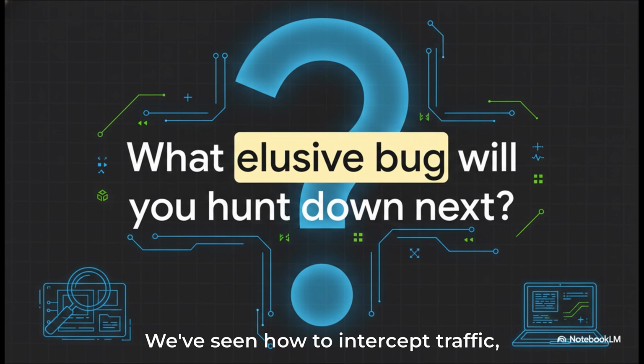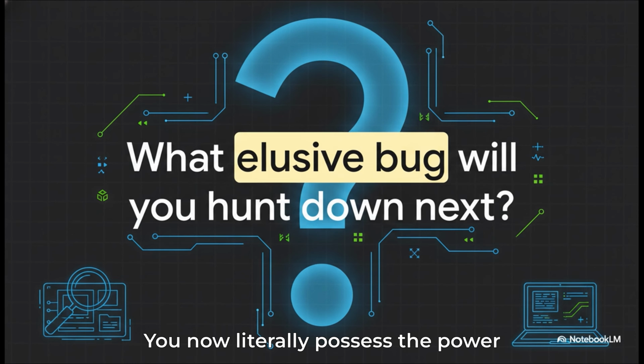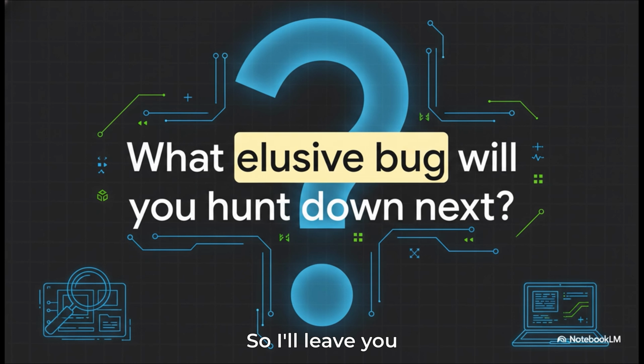We've seen how to intercept traffic, rewrite status codes, inject latency, mutate JSON with regex, and mock entire servers using map local. You now literally possess the power to see the unseen and test the untestable. So I'll leave you with this final thought. Now that you understand how to control the network, what impossible, elusive bug will you hunt down and solve next?